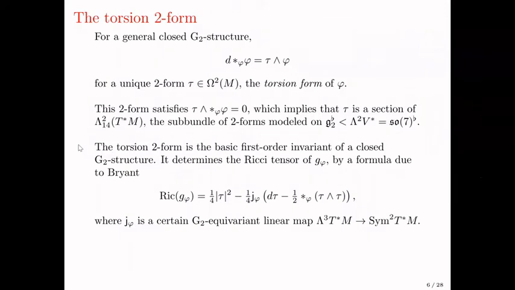And in some sense, it's the only first order invariant. Okay, and interestingly, it determines the Ricci tensor of the induced metric by a formula due to Robert Bryant. So the Ricci tensor can be expressed in terms of tau and the exterior derivative of tau. That makes a little bit of sense because tau is first order, d tau you differentiate once more, it's a second order term, and the Ricci tensor of the metric should be second order as well. In this formula, we have a 3-form here, and there's a certain G2 equivariant linear map, which I'm not going to go into the details of, that will send a 3-form to a symmetric tensor.